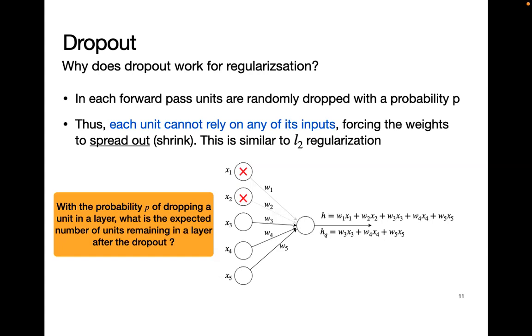So if our probability P is 0.5, we are sure that at least half of the neurons will remain after dropout in expectation. Okay, so this is how we make sure that our layers will still have at least one neuron that will enable the model to forward and back propagate. Does that make sense? Good.